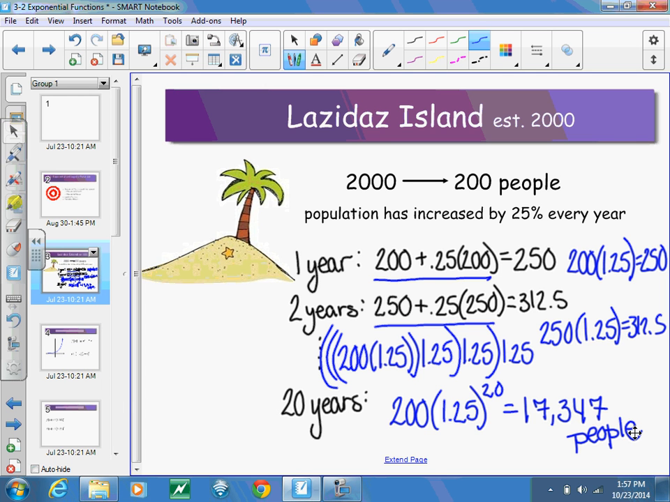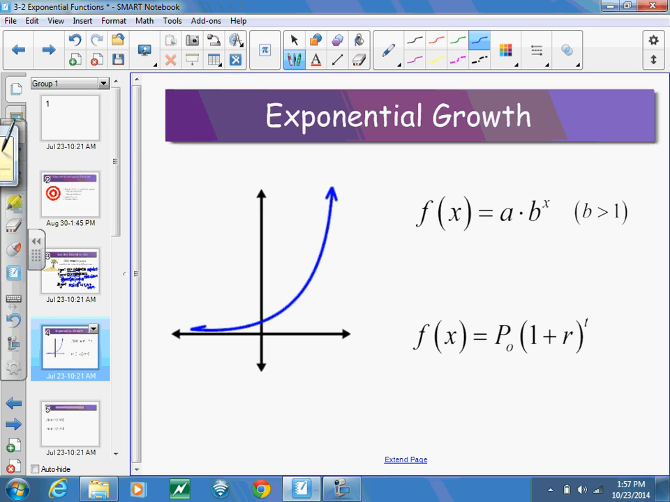What this is doing is not a linear growth model, it's an exponential growth model. We're not gaining 50 people every single year; it's increasing by a different amount every year, and that's our exponential growth. So we have two different functions that I'm using for exponential growth here. I have a times b to the power of x, and I have P sub 0 times the quantity 1 plus r to the power of t. Both of these are essentially the exact same thing.